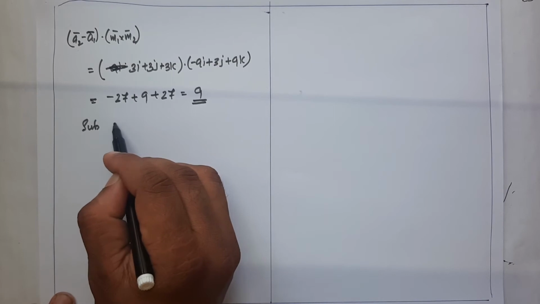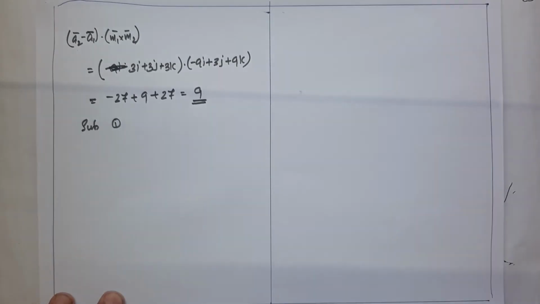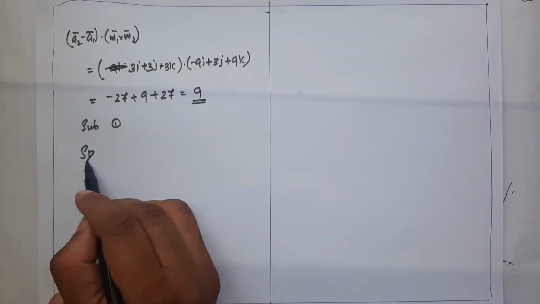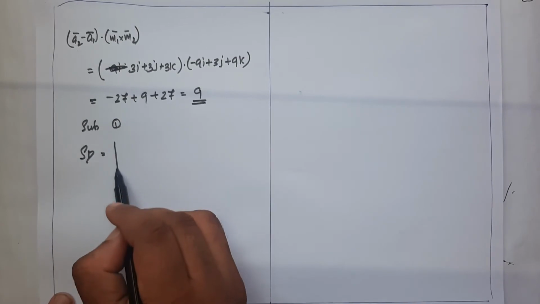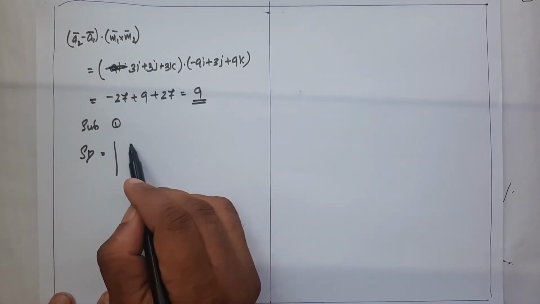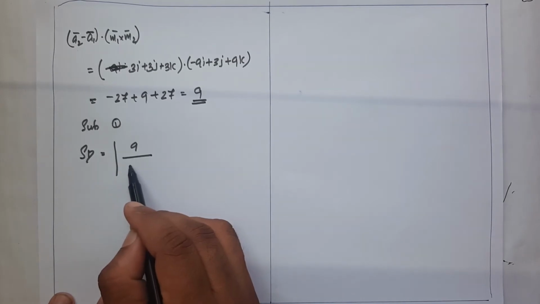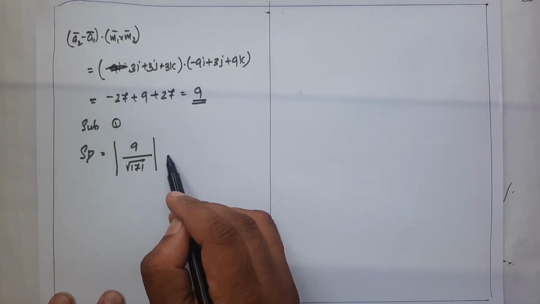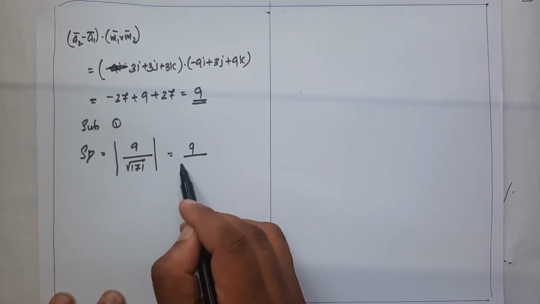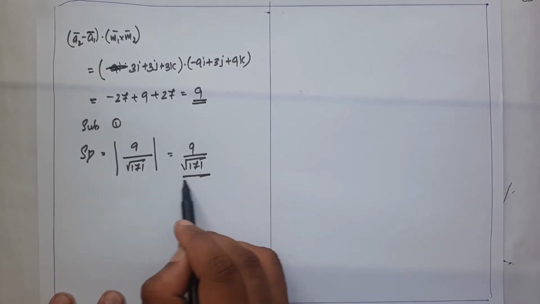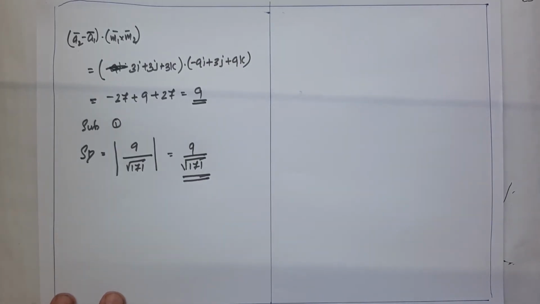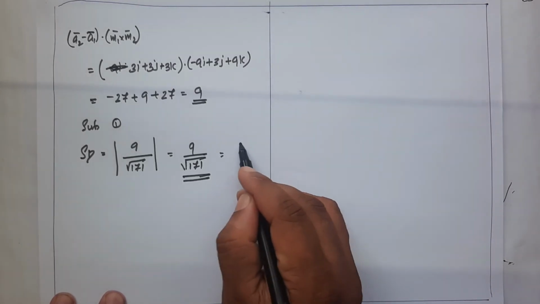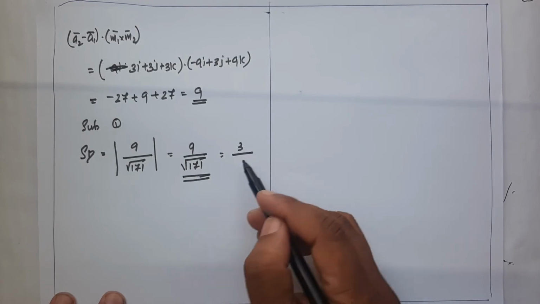Substituting the value in our equation number 1, that means our SD is equal to modulus of a2 minus a1 dot m1 cross m2, which is 9, divided by its modulus value root 171. Finally we write 9 divided by root of 171. That's all. It's also expressed as 171 as 9 into 19. We get answer 3 divided by root of 19, which is a better answer.